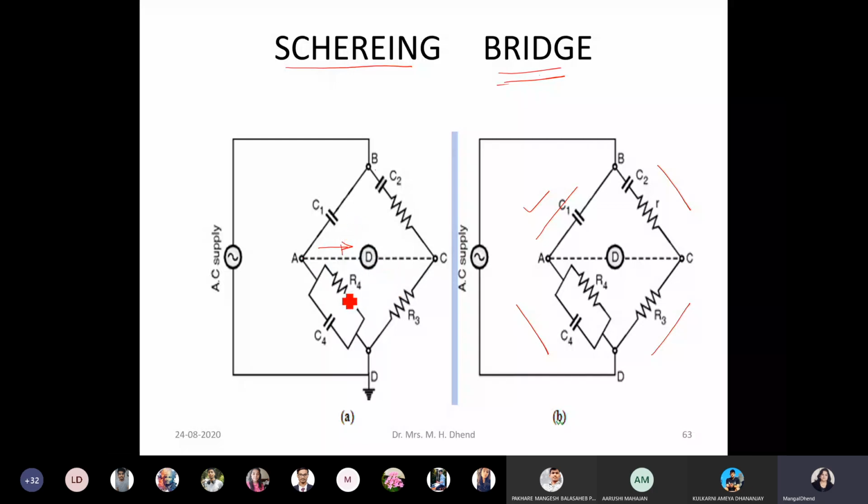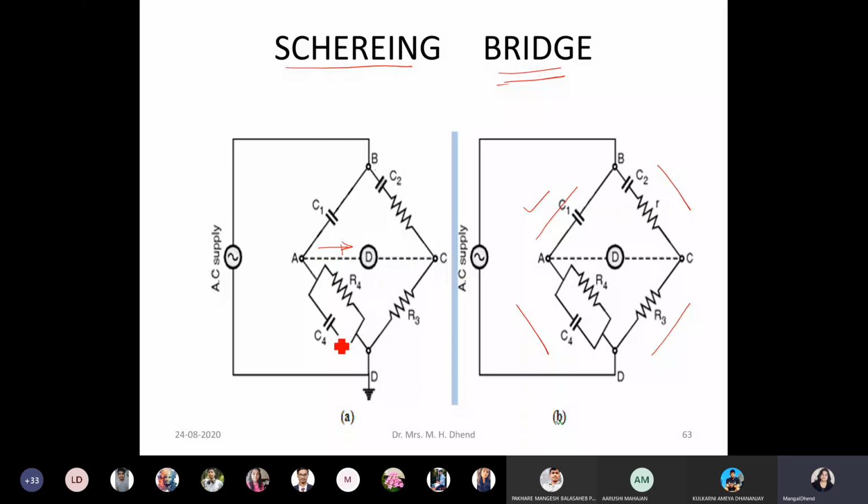But if the voltage is not balanced, then this indicator will show. Suppose an ammeter is there. If there is a voltage, current will definitely flow, and some current indication means the bridge is not balanced. And if the current shows 0, then you can say the voltage is not there. So that is called null deflection.